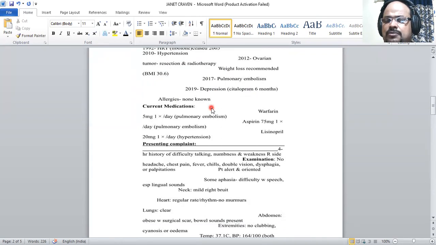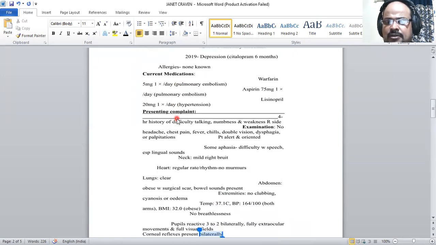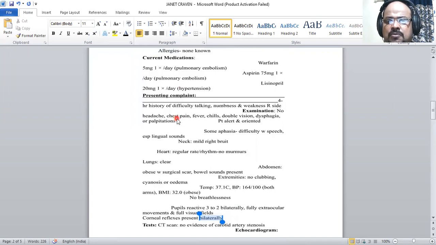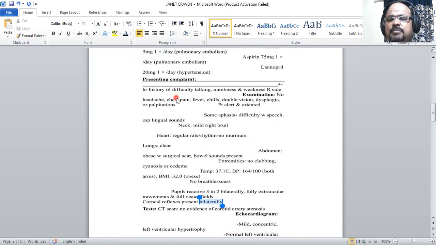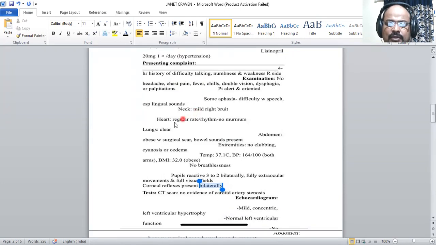So we are not going to go into detail with the medication and the medication chart here. We have to give the background information, outline the background information of Janet Craven. So what happened to her when she came to the hospital? We need to brief all these things. When she came, she was 32.0. She's obese, and she has an elevated BP.